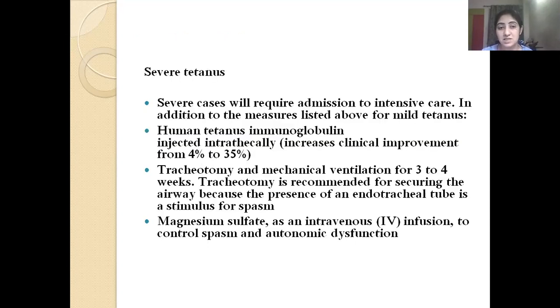In severe tetanus cases, admission to intensive care is required. In addition to measures listed above for mild tetanus, the following efforts are also done. Human tetanus immunoglobulin is injected intrathecally to increase clinical improvement. Tracheostomy and mechanical ventilation for 3 to 4 weeks is required. It is recommended for securing the airway because the presence of an endotracheal tube is a stimulus for spasm. Magnesium sulfate as an intravenous infusion is given to control spasm and autonomic dysfunction.